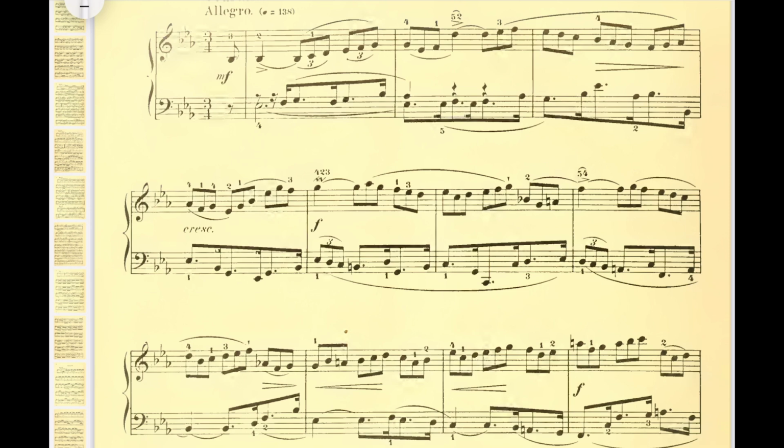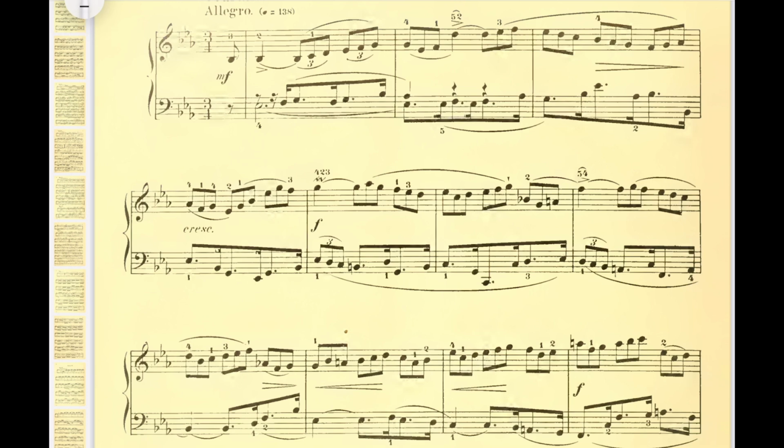How do we spot a modulation? Well, here's the principle. If you see a raised note, it will most likely be the leading note of the scale it's modulating to. The leading note is the seventh note of the scale, right? Raised note, seventh note of the scale it's modulating to. If you see a lowered note, it will most likely be the fourth note of the scale it's modulating to. Anyway, let's have a quick look.